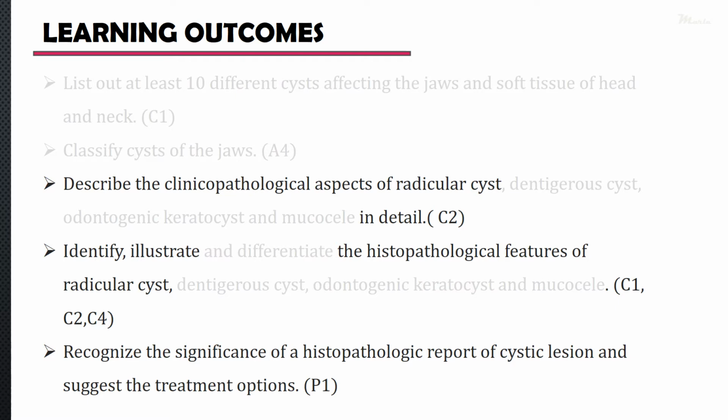So the learning outcomes for today's topic will include description of the clinico-pathological aspects of radicular cyst in detail. At the end of this topic, we will also be able to identify and illustrate the histopathological features of radicular cyst. We will also be able to recognize the significance of a histopathological report of cystic lesion and suggest treatment options.